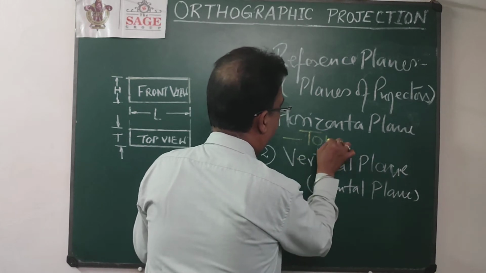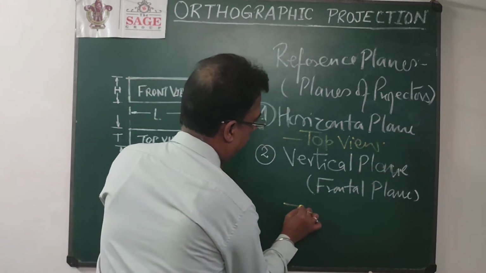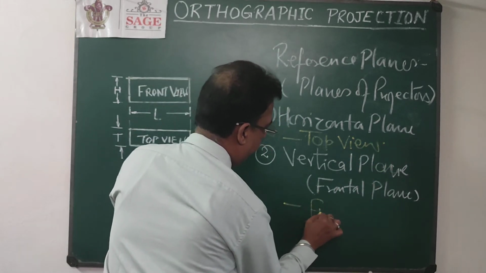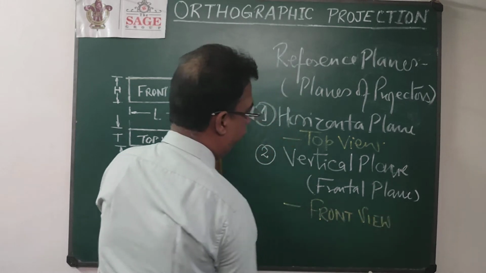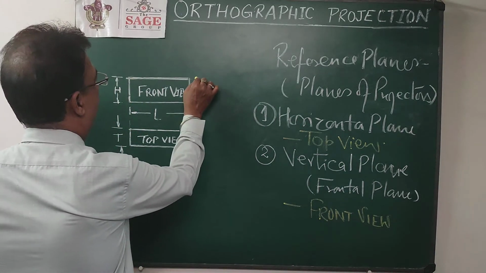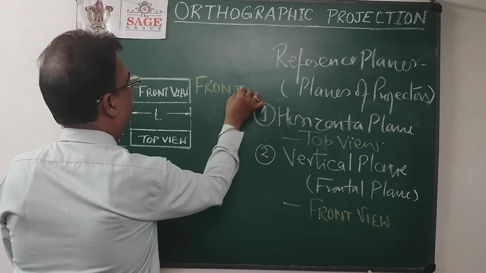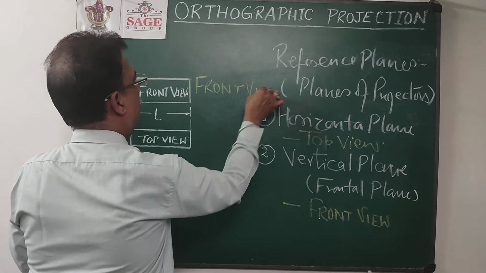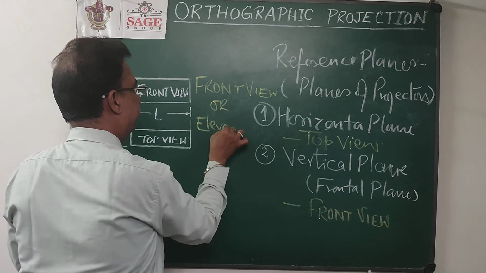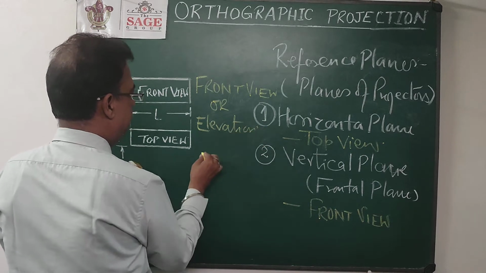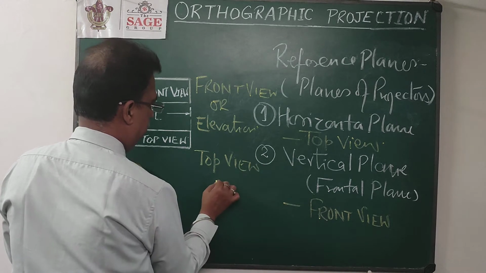Top view will always be drawn on the horizontal plane and on the vertical plane we will draw the front view. Front view is also known as elevation. We can call the front view elevation. This top view is also known as plan.